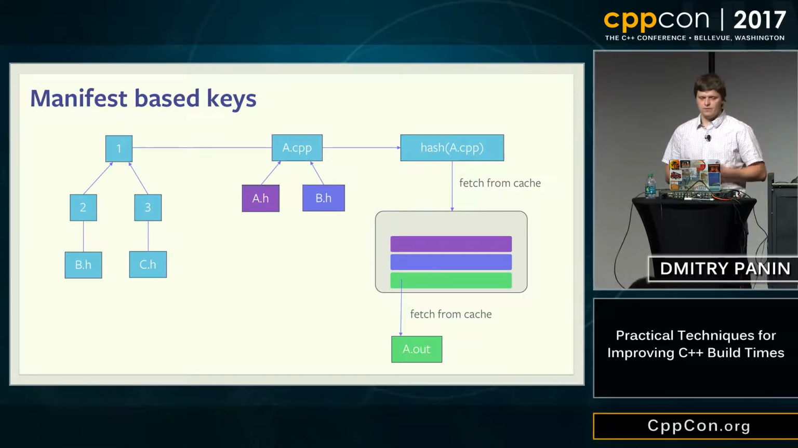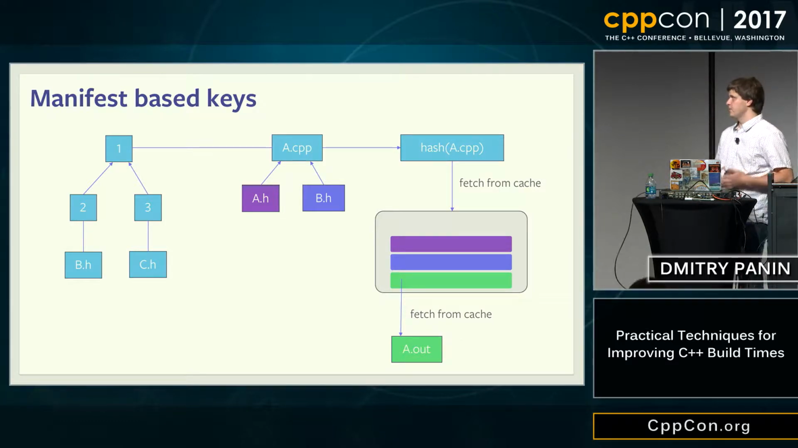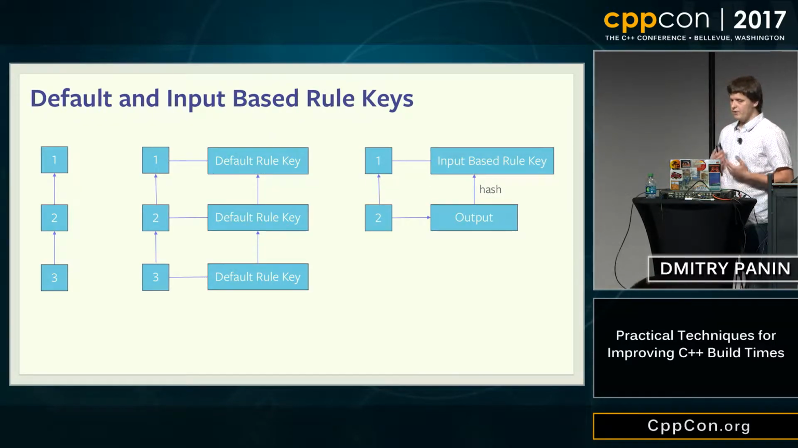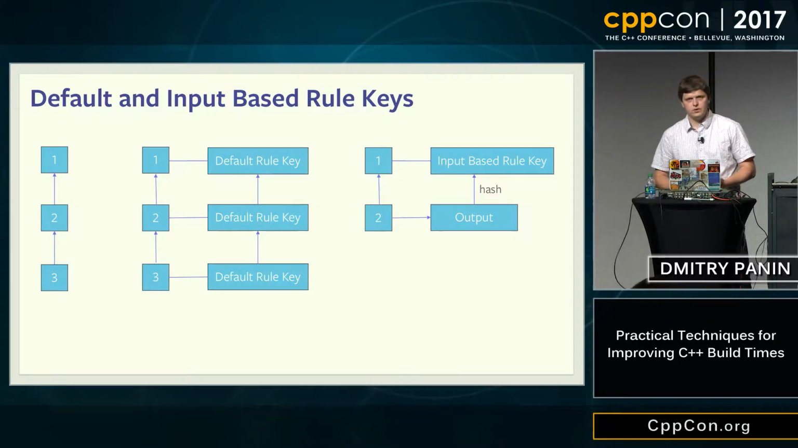However, this mechanism is really C++ specific, and it's also fairly slow. We need to do 2 round trips to the cache, and we also need to compute the hashes of several files on the disk, and this can be quite slow. So Buck has 2 other mechanisms, 2 other rule keys: the default rule key and the input-based one.